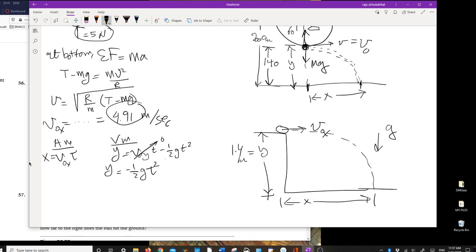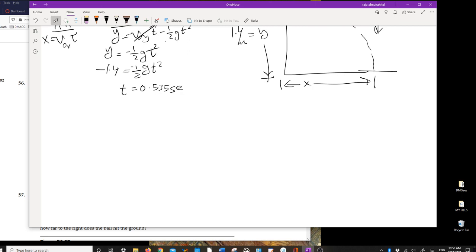Well, we start from here. We get y, it's basically 1.4. Be careful, it's below the datum, so it's negative. Minus 1/2 g t squared, and then I'm going to solve for t. The time in this case is 0.535 seconds.